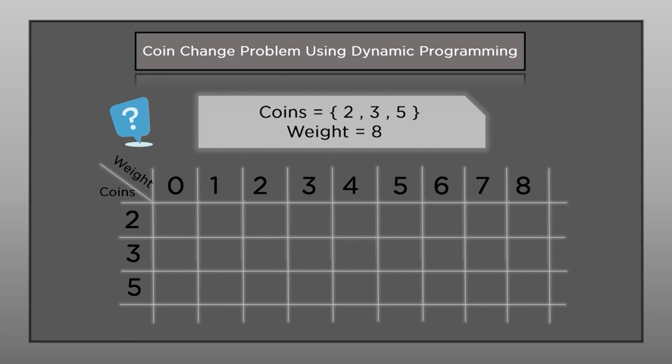We must generate a table in the coin change problem using dynamic programming because we will store the results and use them later. So in this table, the column side will have coin values of 2, 3 and 5, and the row will store the weight by dividing it into smaller weights, because in dynamic programming we divide problems into sub-problems that are 0, 1, 2, 3, 4 until 8.